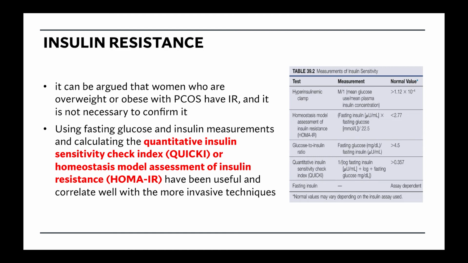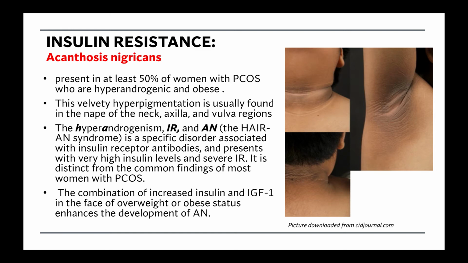It can be argued that women who are overweight or obese with PCOS have insulin resistance, and it is not necessary to confirm it. Using fasting glucose and insulin measurements and calculating the quantitative insulin sensitivity check index, or QUICKI, or the homeostasis model assessment of insulin resistance, or HOMA-IR, has been useful and correlates well with the more invasive techniques. A physical examination finding of acanthosis nigricans signifies insulin resistance, and this is present in at least 50% of women with PCOS, especially those who are obese and hyperandrogenic. These are velvety hyperpigmented areas usually found in the nape of the neck, the axilla, and the vulvar regions.